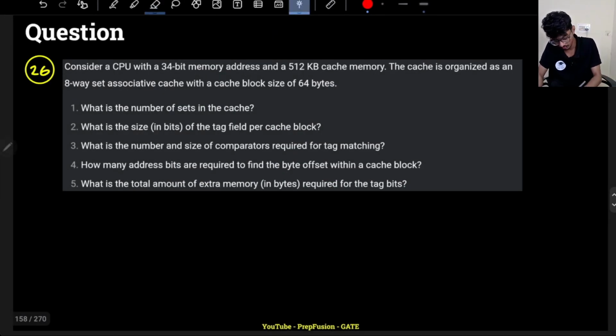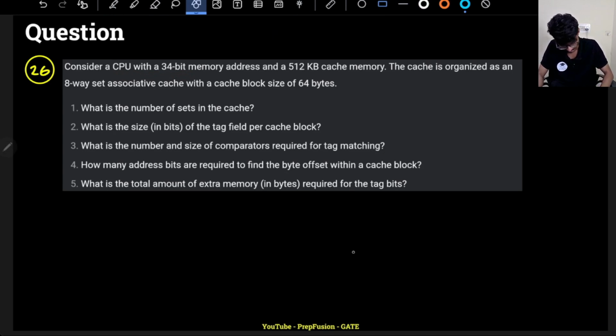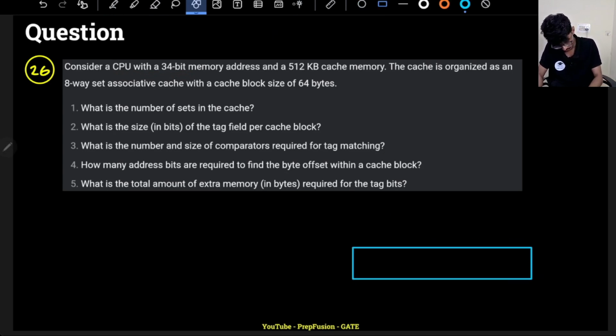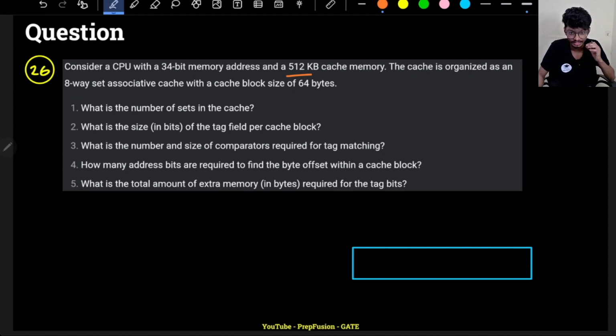In this question we have to consider a 34-bit memory address, which has 512 kilobytes of cache memory. The cache is organized as an 8-way set associative cache. That means in each set I will have 8 blocks. So what is the total number of blocks?